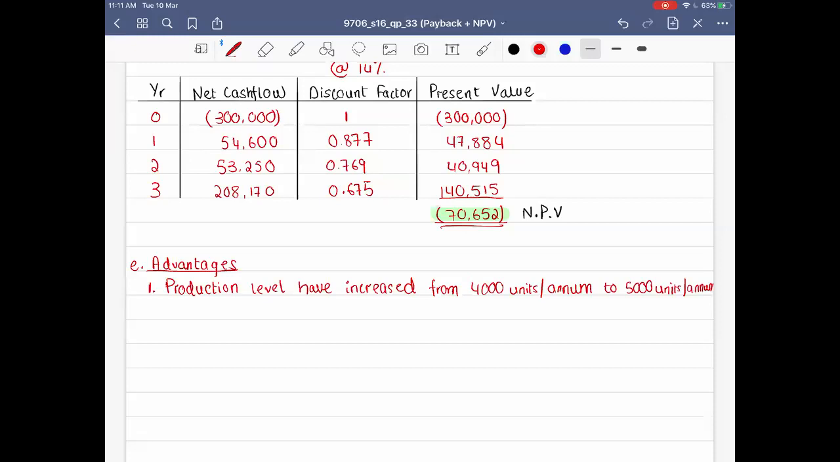The quality of output will improve. Number three, increased production means more market share.